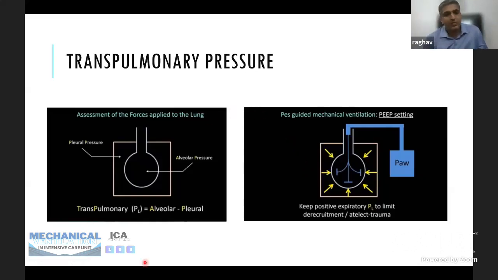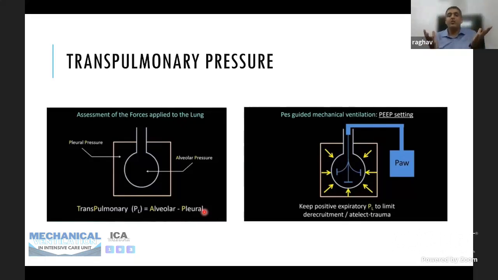So, what is the formula for transpulmonary pressure? It is the difference of alveolar pressure minus pleural pressure. Alveolar pressure is the pressure which we measure on the ventilator, the pressure time scalar, and the pleural pressure is obtained by inserting an esophageal pressure monitoring device into the esophagus.